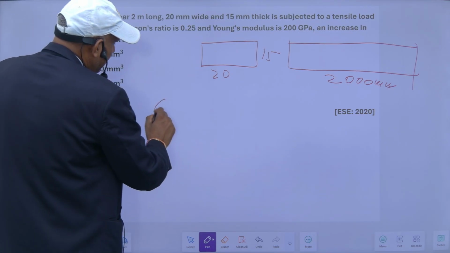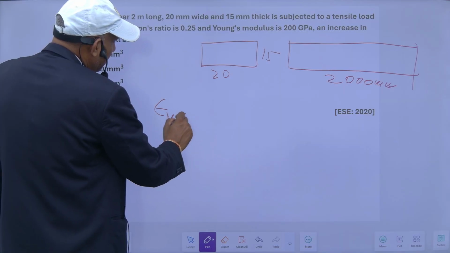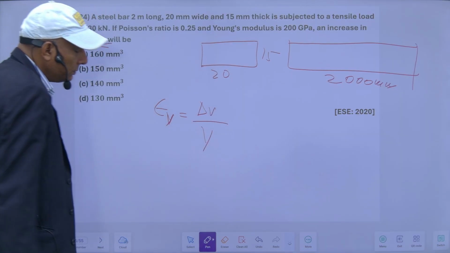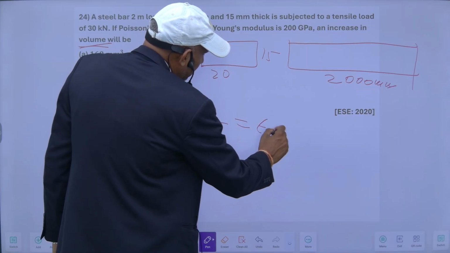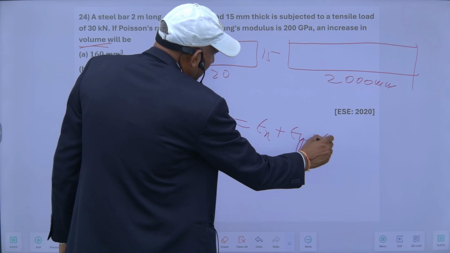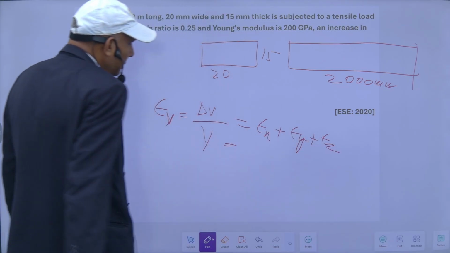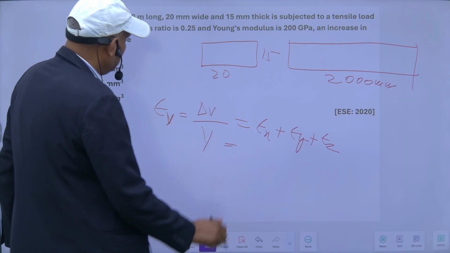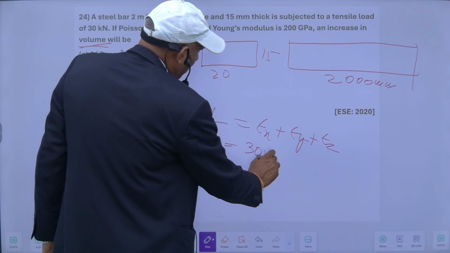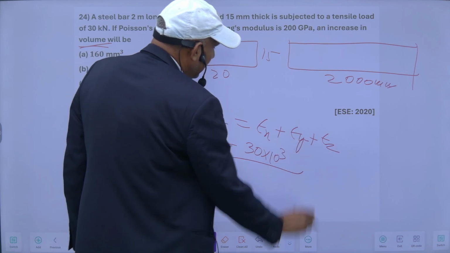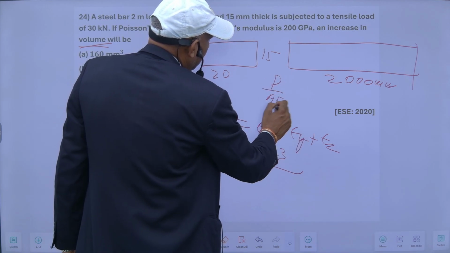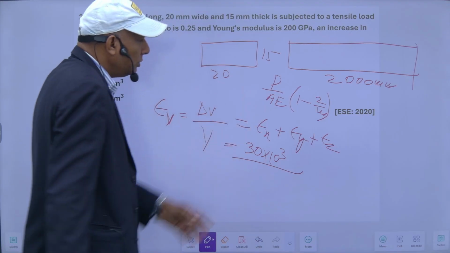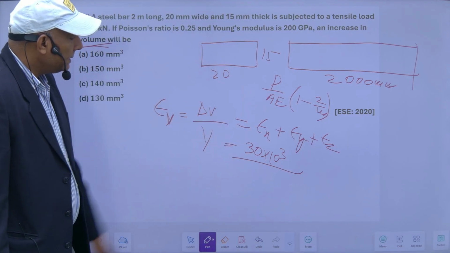So my volumetric strain is equal to change in volume upon original volume, and this is equal to strain in the x direction plus strain in the y and strain in the z directions. So strain here in the x direction will be equal to this force upon, as we know, P upon AE into 1 minus 2 upon m. So this is the formula for volumetric strain in this case.